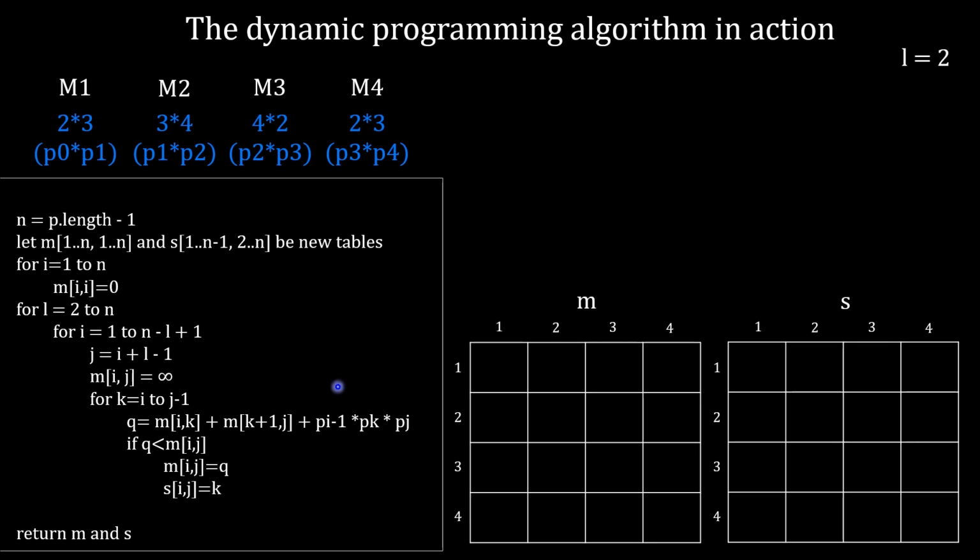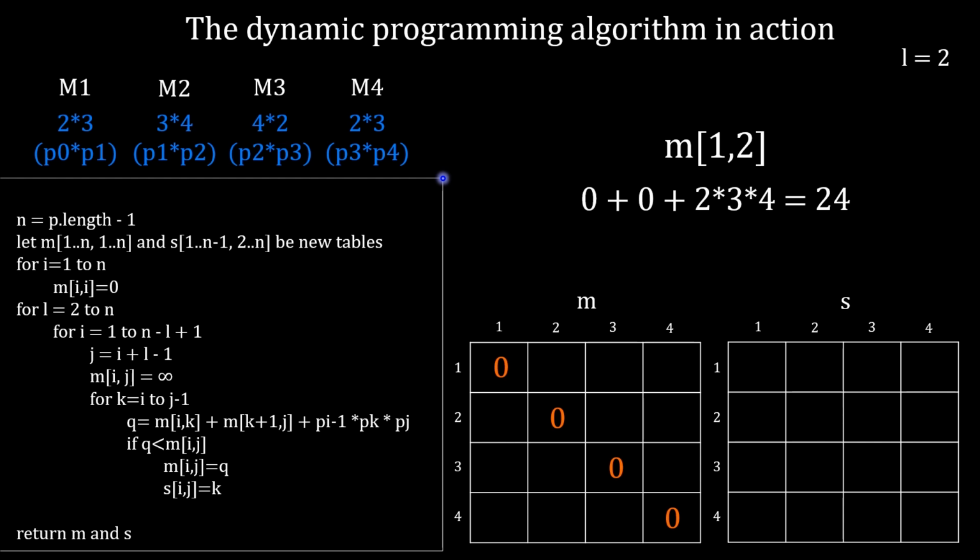So we can see these tables here. So M, as I said earlier, is going to store the subproblems, the minimum number of multiplications for each specific range within the main problem that we're trying to solve, the main multiplication, and S is going to store the split of where it's going to be. So following the algorithm, we can add zeros on the diagonal.